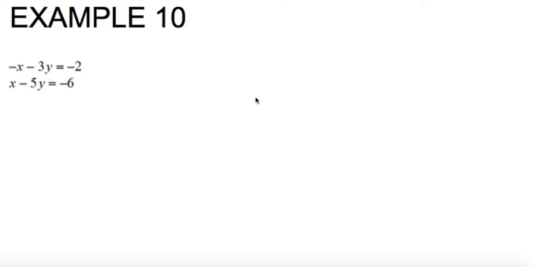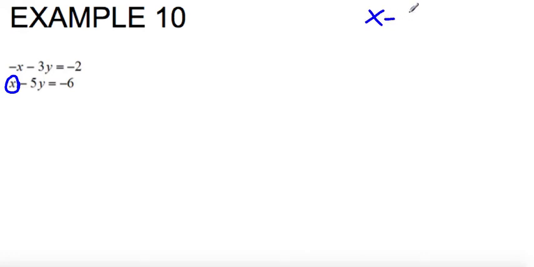Example 10, solve the linear system using substitution. As you can see, both of these equations are written in standard form, so we have to solve one of the equations for a variable. And it looks like the easiest variable to solve for is this x right here in the bottom equation, since it has no coefficient.